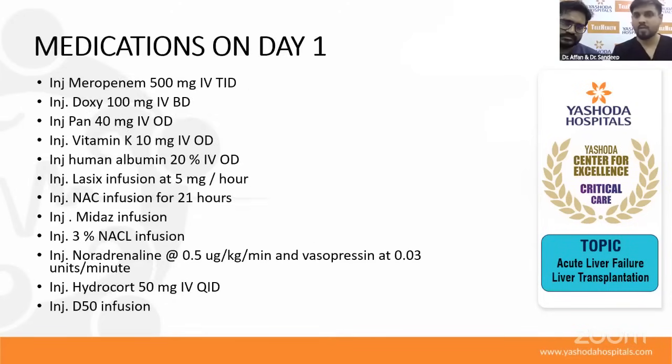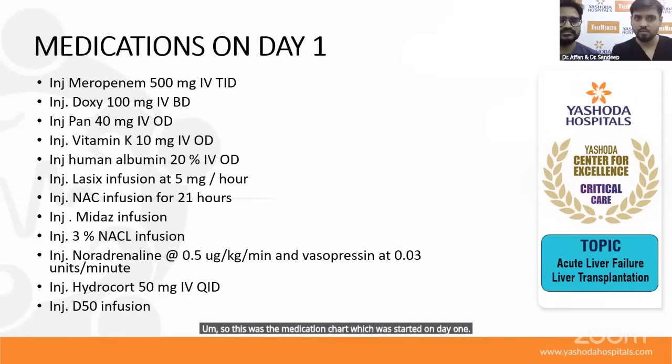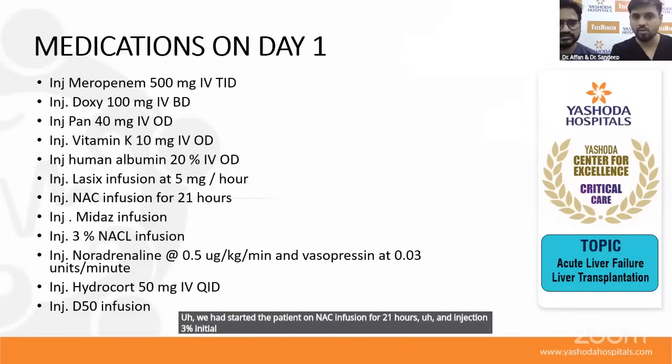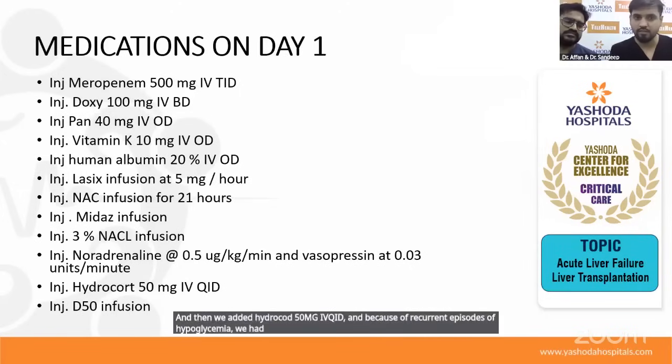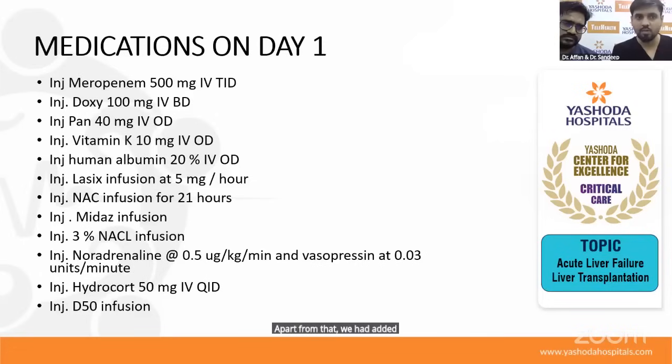So this was the medication chart which was started on day 1. Meropenem 500 mg IV TID and doxy 100 mg IV BD with the antibiotic cover that we gave. We had started the patient on NAC infusion for 21 hours and injection 3% NaCl infusion was also ongoing. And then we added hydrocort 50 mg IV QID. And because of recurrent episodes of hypoglycemia, we had to add an injection D50 infusion in this case. Apart from that, we had added human albumin and Lasix infusion. And to sedate, we used midazolam infusions.